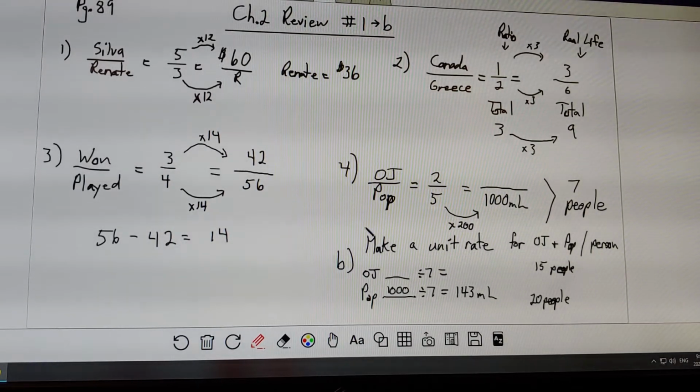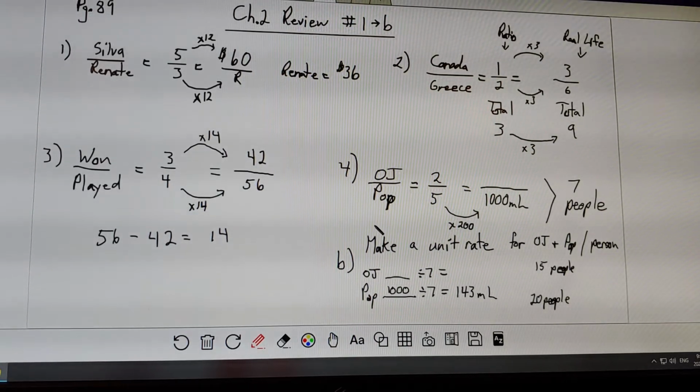Number 4. I apologize. I should have spaced this out more. And I'll try to do that better for the future.